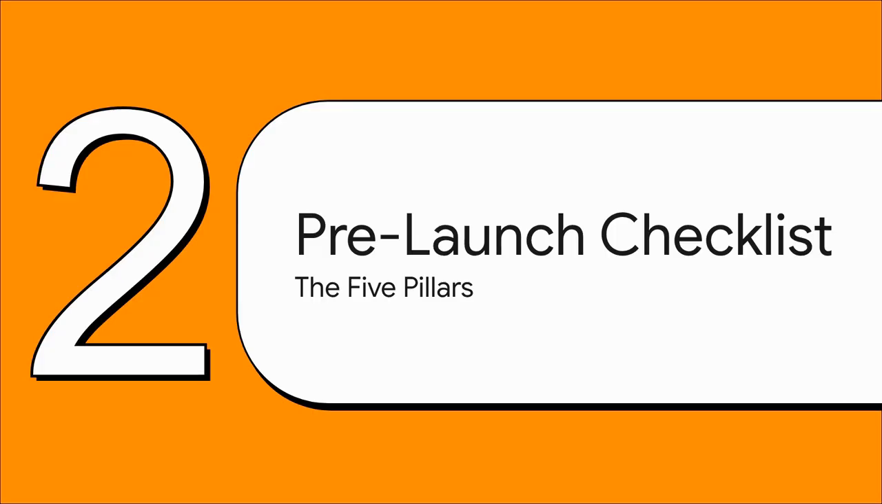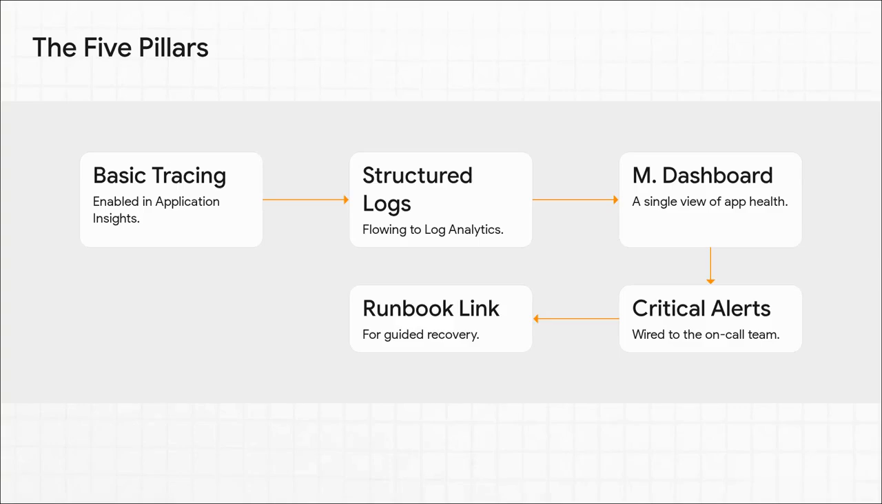So, what does this gate actually check for? Let's get right to the heart of our little audit here, the 5 pillars. These are the 5 non-negotiables that I need to see from your team before we can even begin to talk about launching. And here they are. Number 1, basic tracing. 2, structured logs. 3, a meaningful dashboard. 4, critical alerts. And finally, number 5, a recovery runbook. It sounds simple, right? But trust me, the devil's always in the details. Let's see how you did.